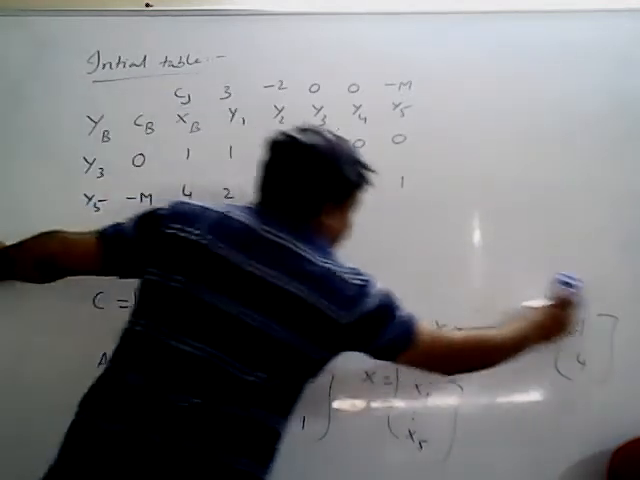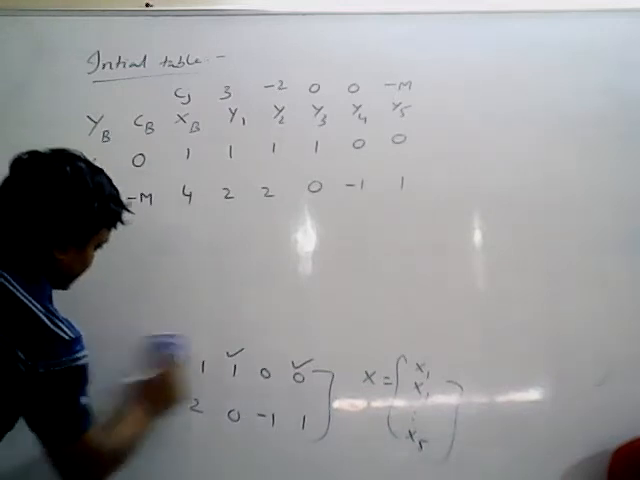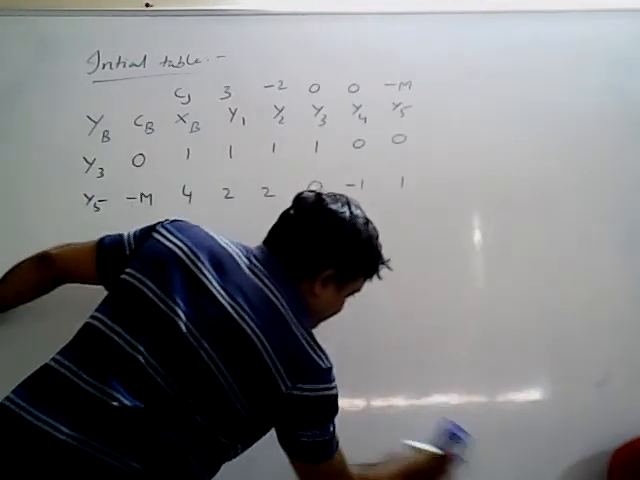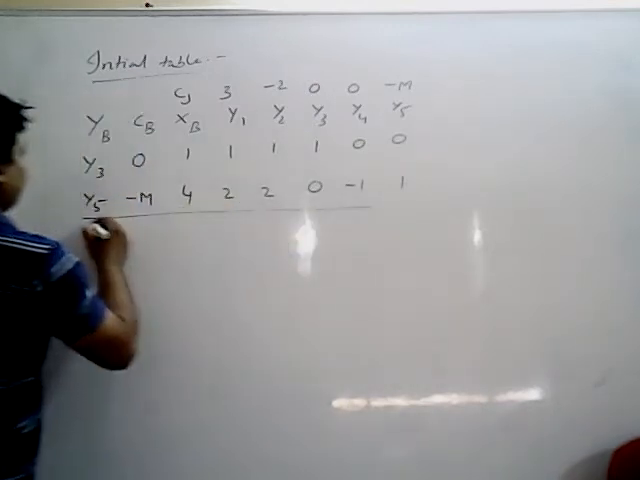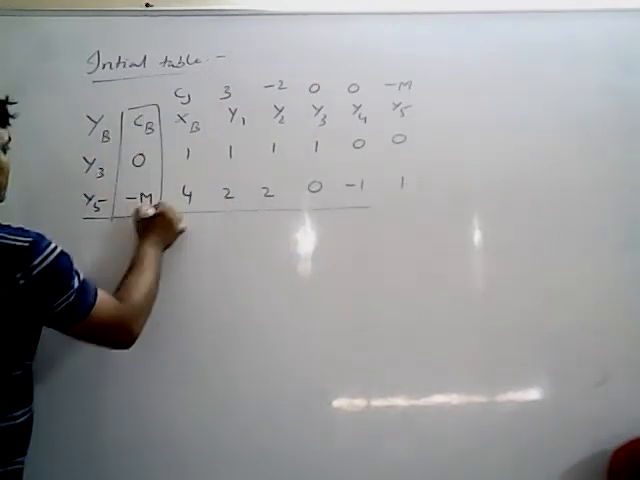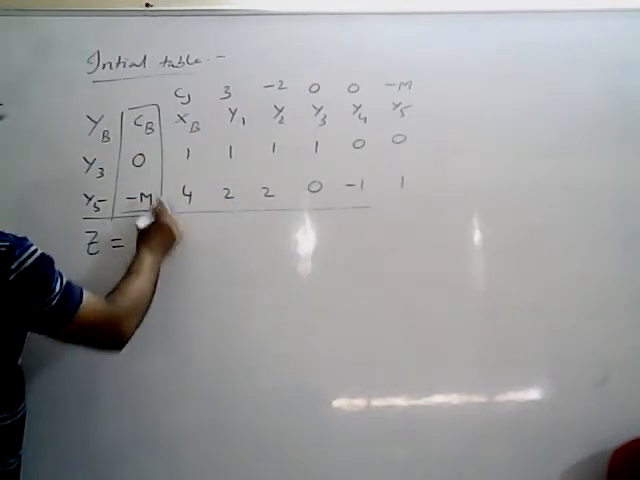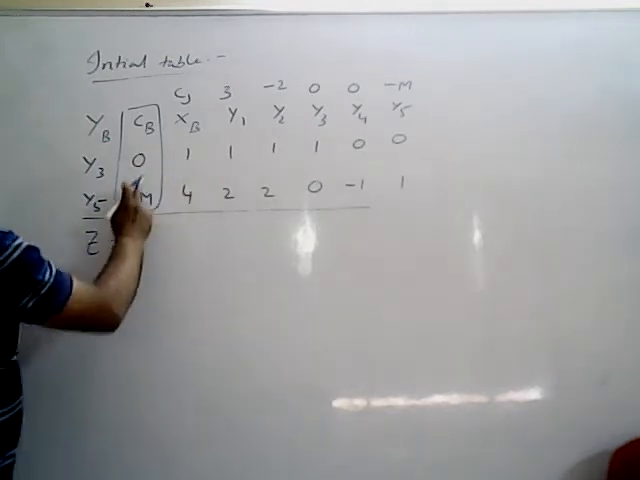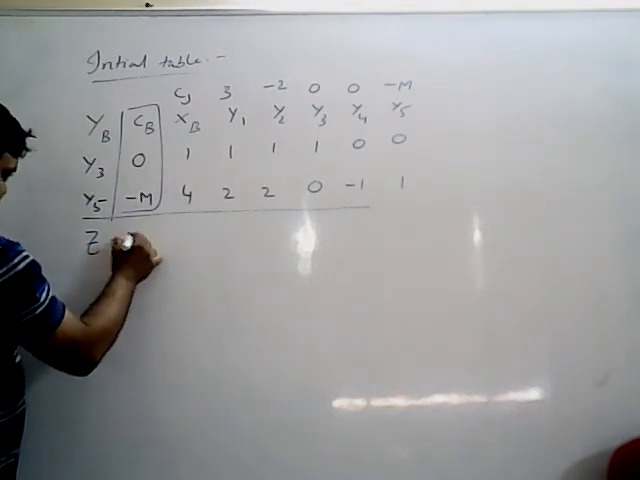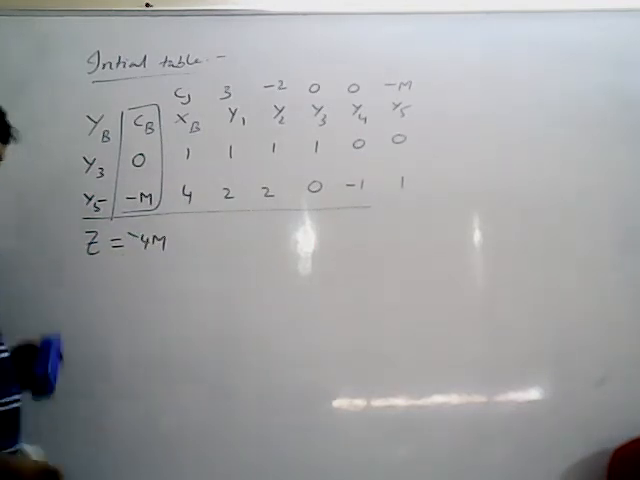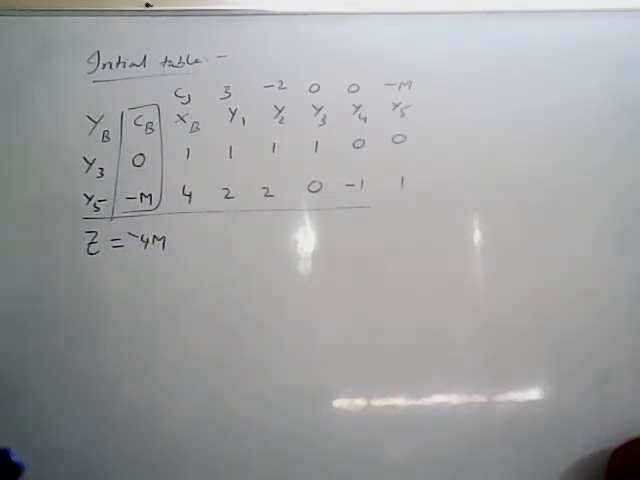First what you have to calculate? Same as this, first you have to calculate Z. After that Zj minus Cj. So first I will calculate the Z value. Cb is fixed. So Z equal to Cb into Xb. 0 into 1, 0, minus M into 4, minus 4M.